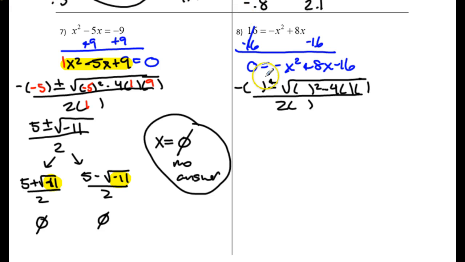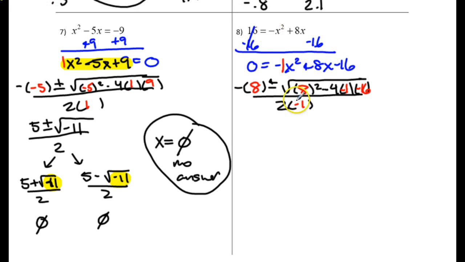Let's go get our numbers here. So negative b is 8. And then b squared, plug in my 8. Minus 4a, remember this negative x squared is negative 1, so I've got to plug in a negative 1 there. And that c is a negative 16. Make sure you got all those negatives. And then a on the bottom, negative 1 again.